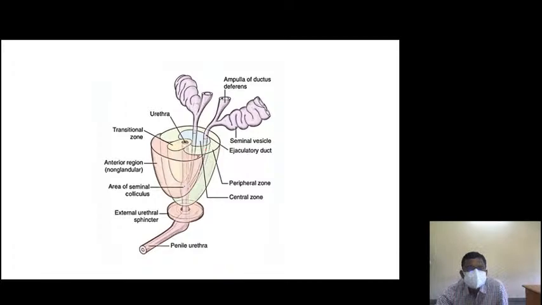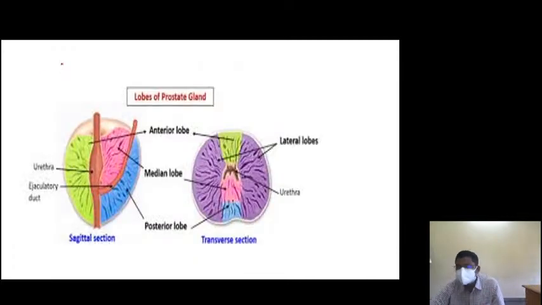Okay, and there is another zone here called the anterior region, which is non-glandular, and mainly it forms the stroma of the prostate gland. Along with this, you can also see the openings of the vas deferens. You can see the ejaculatory ducts, how they are going, and they are opening into the prostatic part of the urethra, and this area is nothing but the area of the seminal colliculus. So in this way these zones are present, but surgically this prostate gland is divided into 5 lobes.